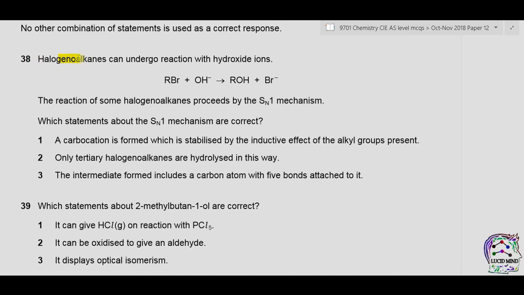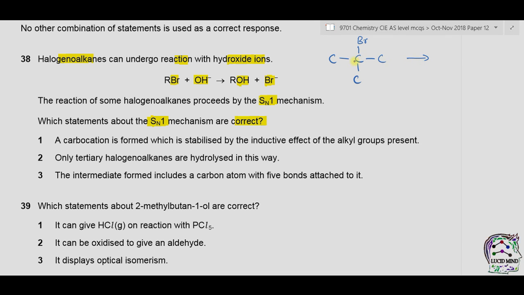Question 38. Halogenoalkanes can undergo reaction with hydroxide ions. Halogen is replaced by OH to form alcohol and halide ion. The reactions of some halogenoalkanes proceed by SN1 mechanism. Which statements about SN1 mechanism are correct? Number 1, a carbocation is formed which is stabilized by the inductive effect of the alkyl groups present. Now this is true for tertiary halogenoalkanes. In tertiary halogenoalkanes, the carbon atom having halogen is attached to 3 carbon atoms directly.